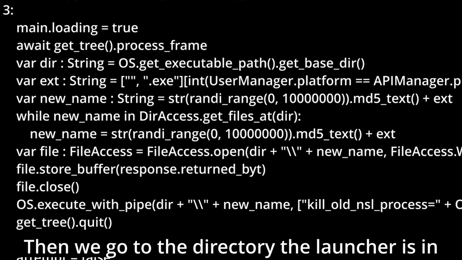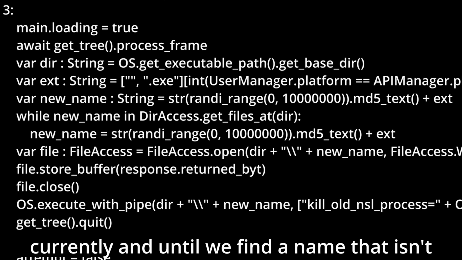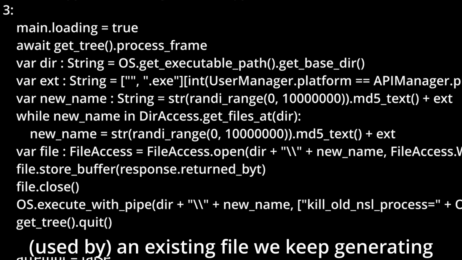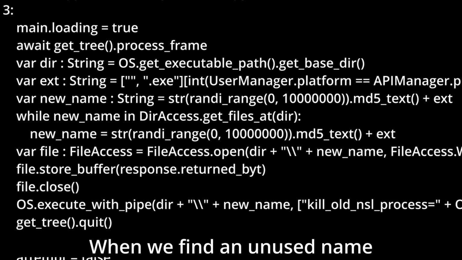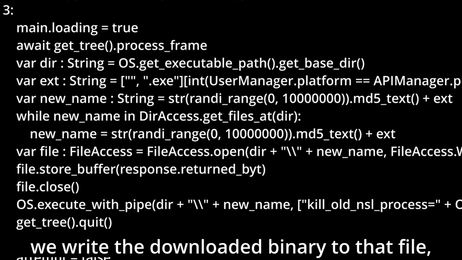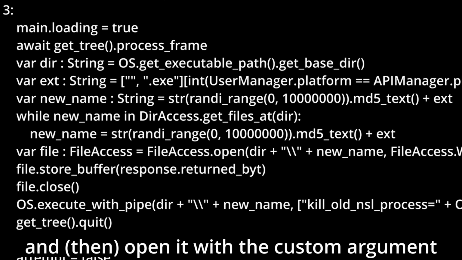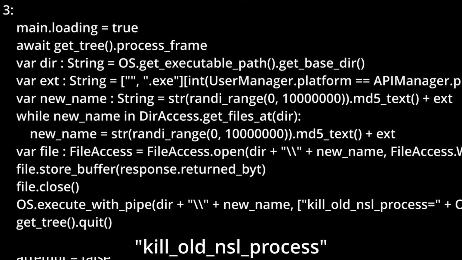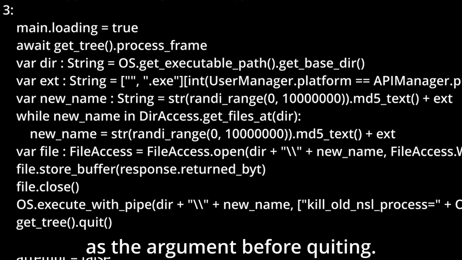Then we go to the directory the launcher is in currently, and until we find a name that isn't an existing file, we keep generating random names. When we find an unused name, we write the downloaded binary to that file, close it, and then open it with the argument kill old NSL process, with the current launcher's name as the argument, before quitting.